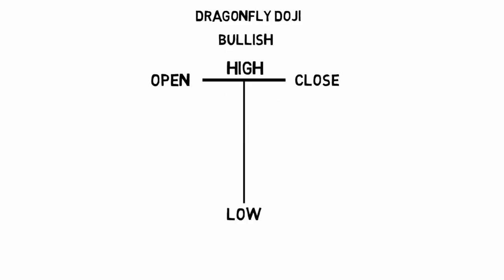A dragonfly doji is formed when the session's open and closing prices are at or near the session high. It is a bullish reversal signal, so we will only look for it in a downtrend. Bears were in charge at the start of the session. They pushed the price lower, but then bulls rejected this lower level and were able to drive the price up to its open, where it also closed.